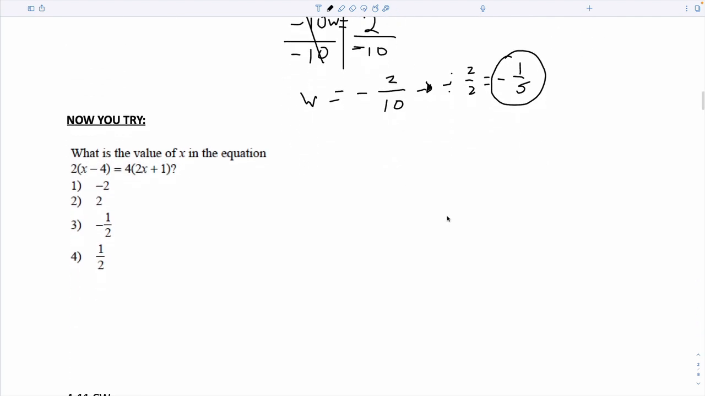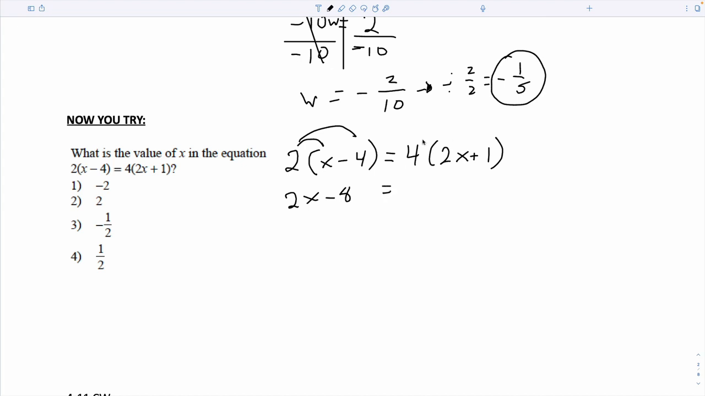Okay. Rewrite the you try problem. We're going to do this one partially together, partially on your own. When you have a number outside parentheses, what do I need to do first, Liliana? 2 times x is 2x. 2 times negative 4 is negative 8. 4 times 2x is 8x. 4 times 1 is 4. Now that it's simplified, we can start moving things around.